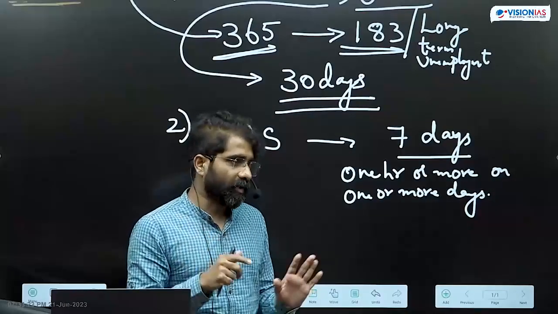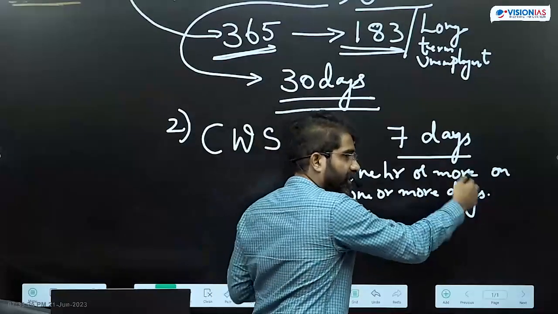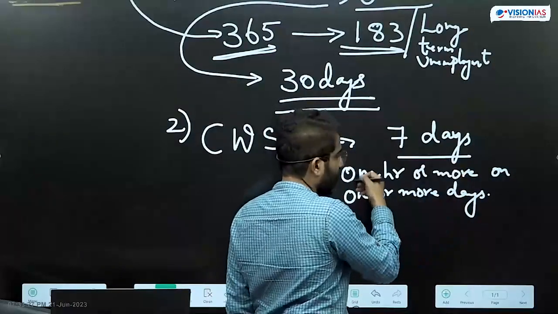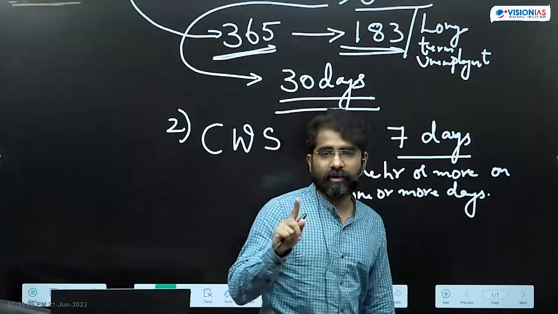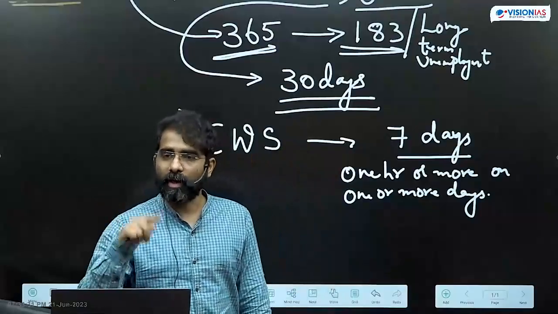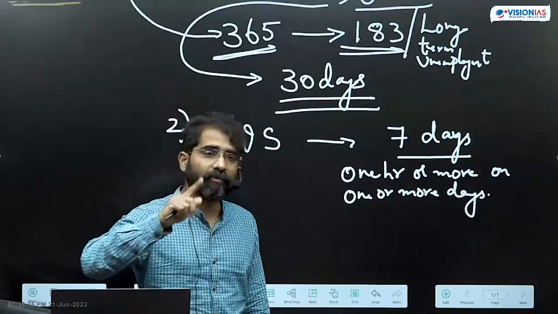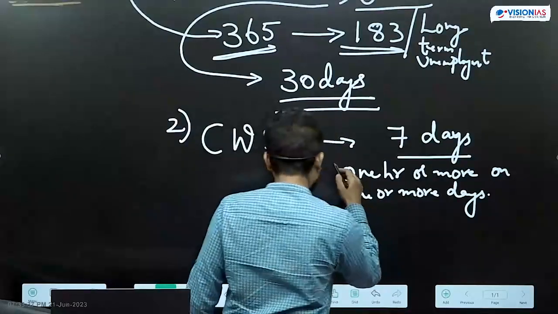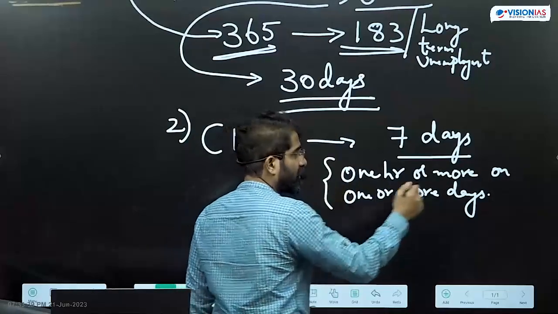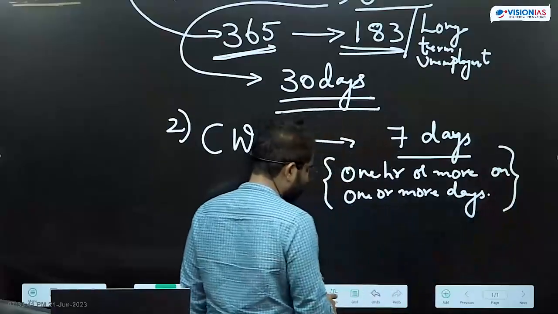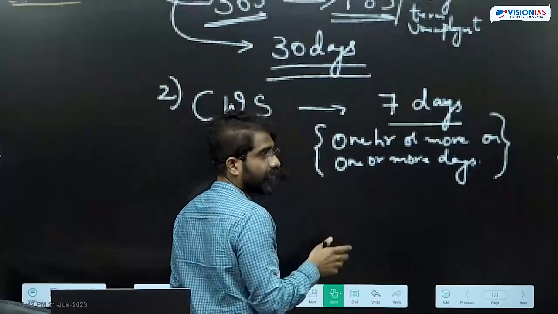Okay, so what are you doing here? You are taking a reference period of 7 days. In that 7 days, you are checking whether he is employed for 1 hour or more on 1 or more days. Basically, if he is employed for 1 hour on 1 day also, you are going to treat him as employed. So this CWS will basically help us in identifying intermittent unemployment.